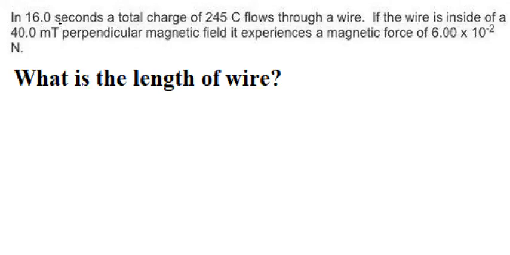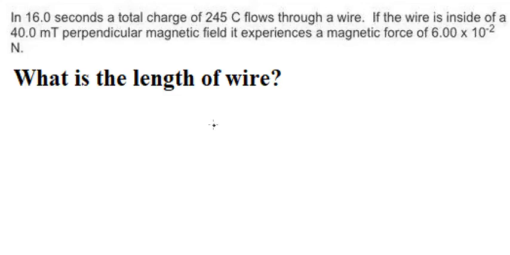In 16 seconds, a total charge of 245 coulombs flows through a wire. If the wire is inside of a 40 millitesla perpendicular magnetic field, it experiences a magnetic force of 6 multiplied by 10 to the power of negative 2 newtons. What is the length of wire?